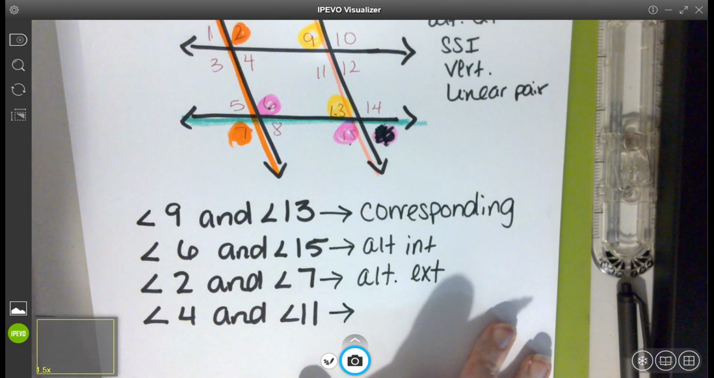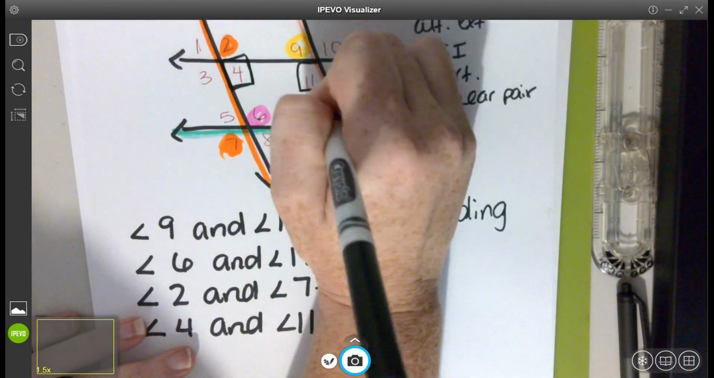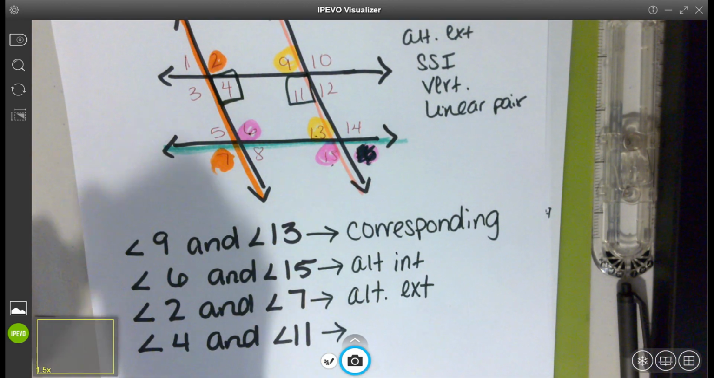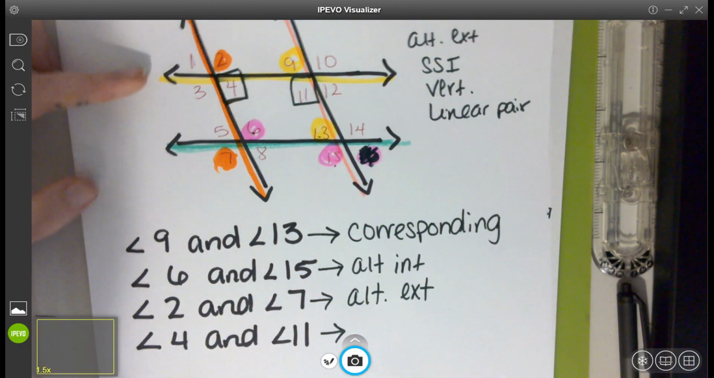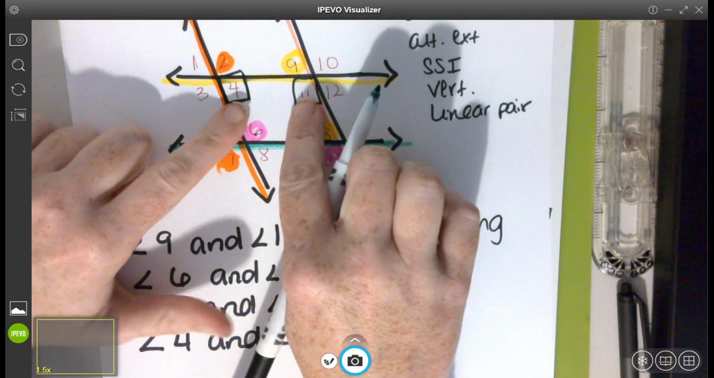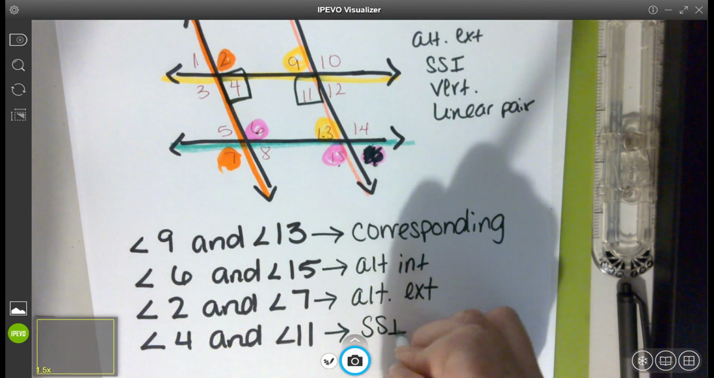All right, the last example, 4 and 11. So here is 4 and here is 11. So it is touching this line here. That is its transversal. And they're both on the inside of the transversal on the same side. So that would be SSI.